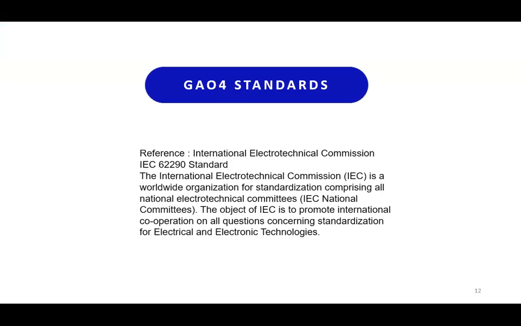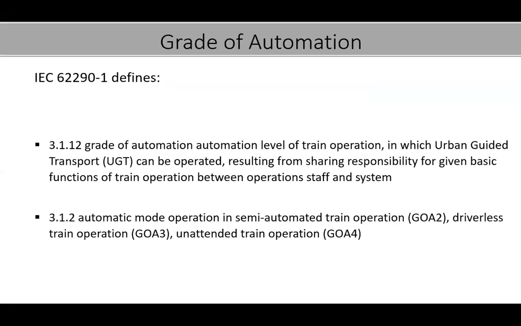GOA4 is actually a standard from the IEC 62290, International Electrotechnical Commission. They are the people who coordinate all these standards, and they give the definition of GOA4, telling how basic operations of trains between operating staff and the system have to be done. Even though it defines GOA2 and GOA3 for automated, semi-automated, and driverless operation, the present focus is on GOA4 unattended train operation.